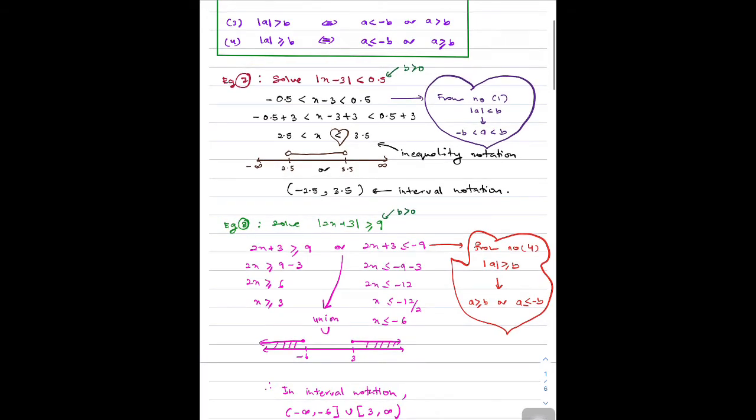Next, the absolute value of 2x plus 3 is greater than or equal to 9. Here b is greater than 0, which is 9, so it satisfies the properties of number 4. Number 4, modulus of a greater than or equal to b. When it is greater than or equal to b, it is or. So when we split, it is or: 2x plus 3 greater than or equal to 9, or 2x plus 3 less than or equal to negative 9.